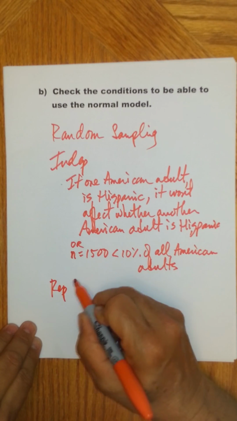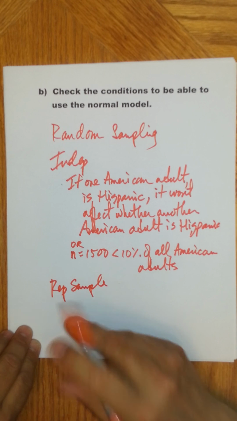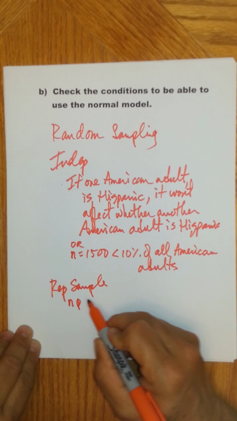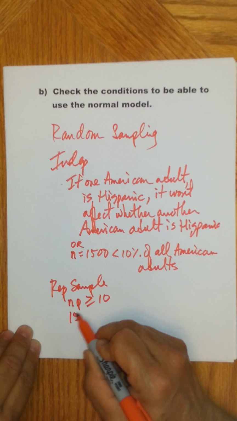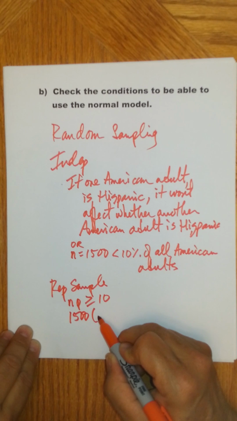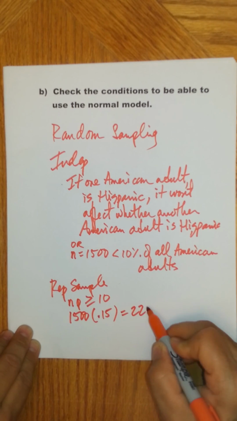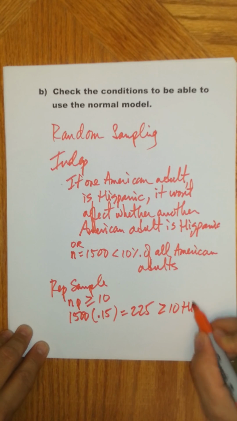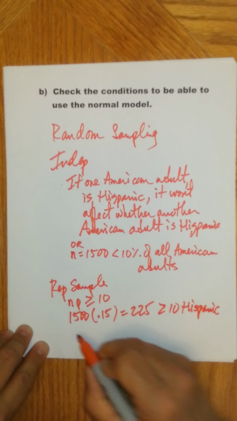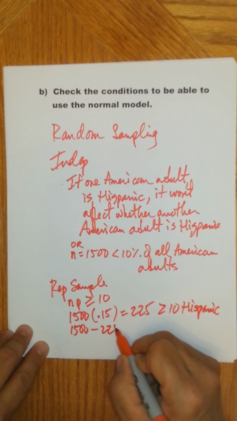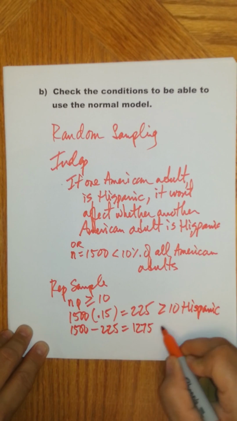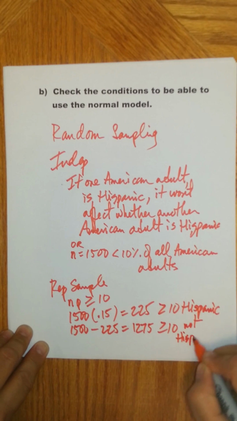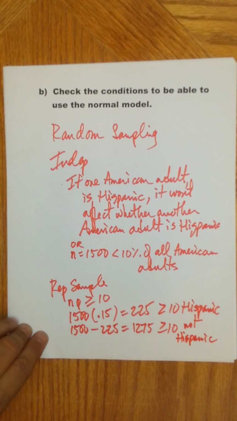And then representative sample, showing your success-failure. You're going to say that n p is greater than or equal to 10. So 1500 times 0.15 is 225, and that's more than 10 who are Hispanic. And then 1500 minus 225 is 1275, and that's more than 10 who are not Hispanic. So we're good on conditions.